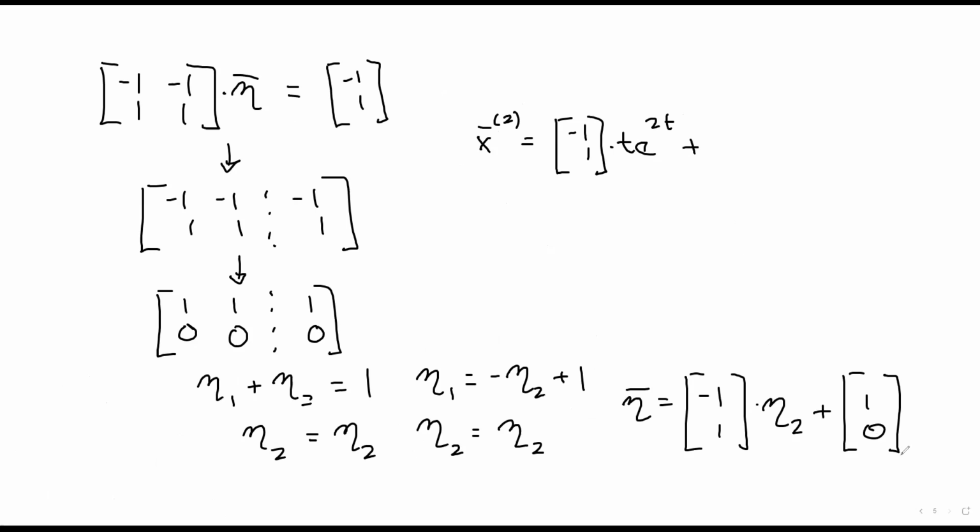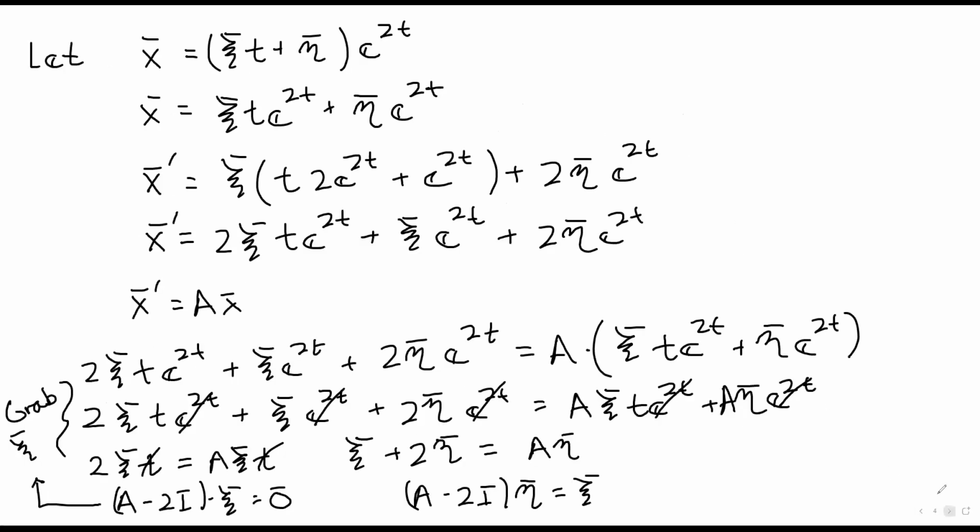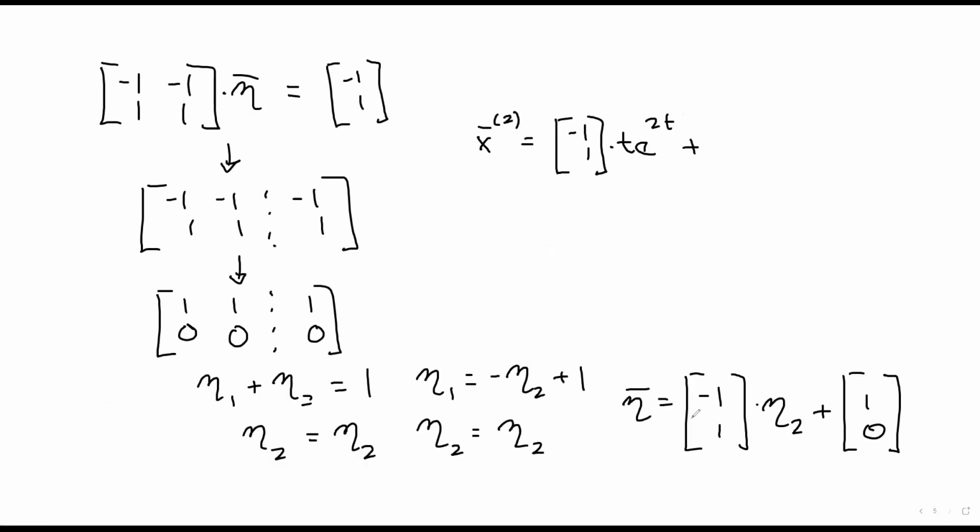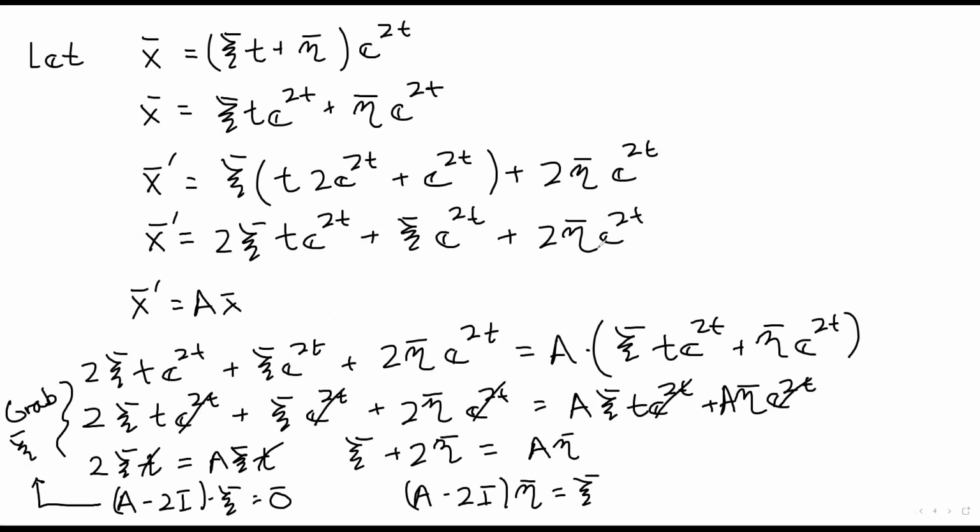And then plus, now I'm going to substitute in what I found for eta, which is this. So we're going to have -1, 1 times eta 2 plus 1, 0. Eta, just pop that in there, that's what we just found, times e to the 2t.